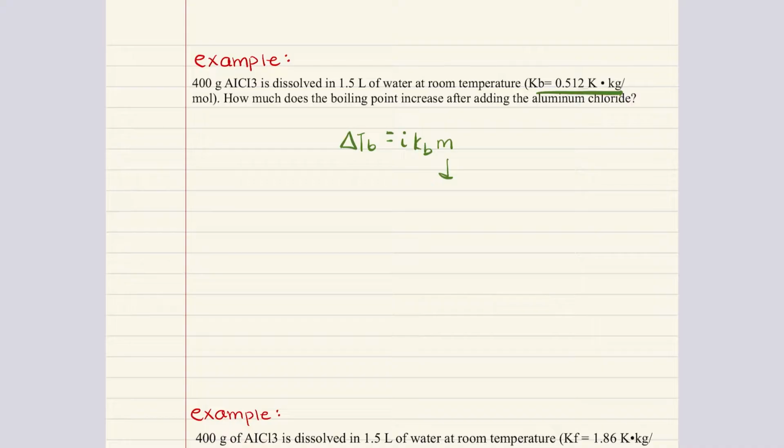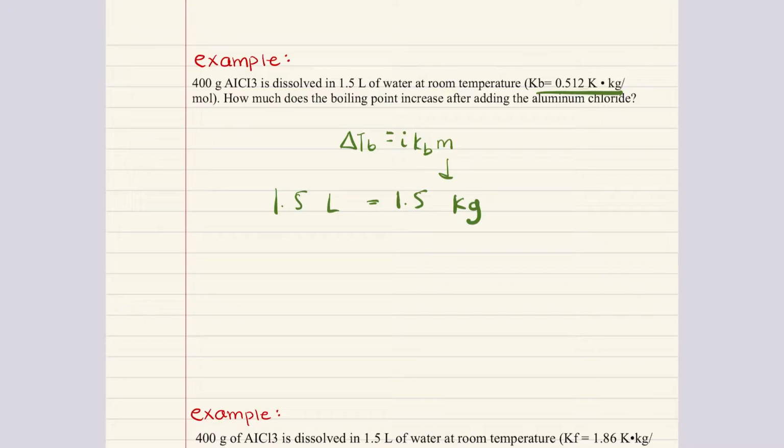Molality is moles of solute divided by kilograms of solvent. Let's go ahead and figure out the numerator and the denominator here. Let's work through this logically. Water at room temperature has a density of 1 gram per milliliter. Therefore, 1.5 liters is actually the same as 1.5 kilograms. So that's our kilograms of solvent that's going to be in the denominator.